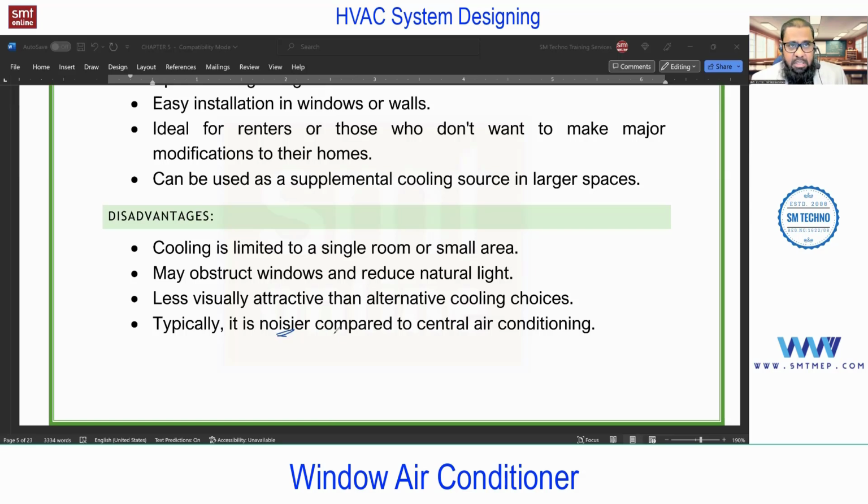Apart from this, in window, you cannot expect the standard fresh air. In some models you'll find an option for fresh air, not in all the models, but still that option is not as per the standard requirement to satisfy the fresh air requirement. So ventilation is not as per standard. This is also one major disadvantage of the window AC.